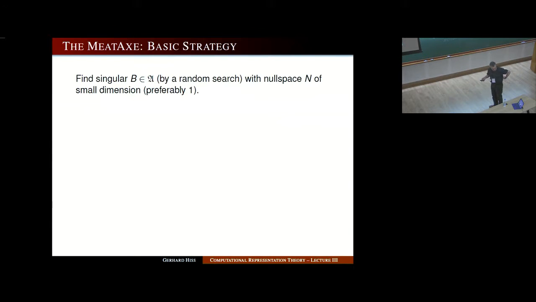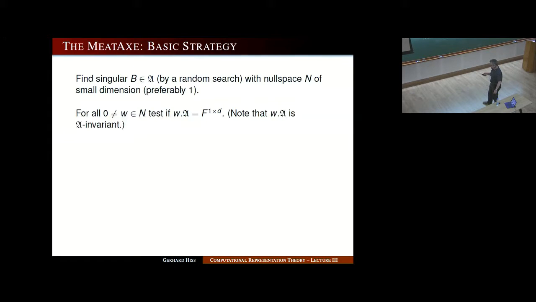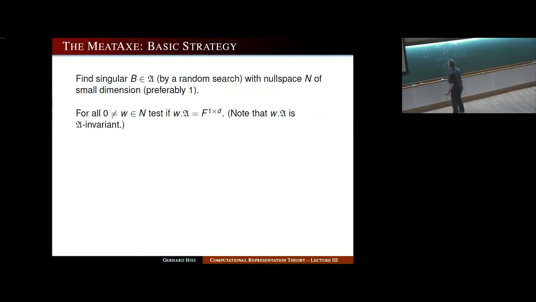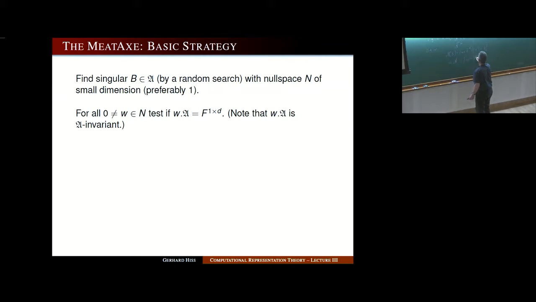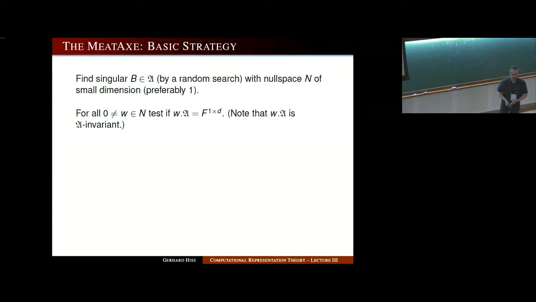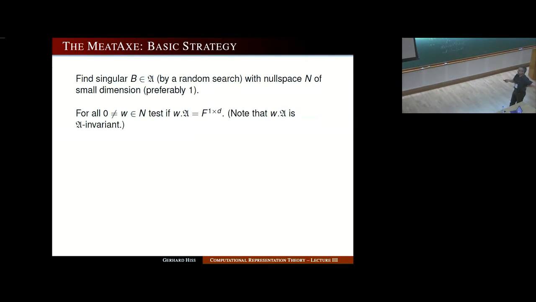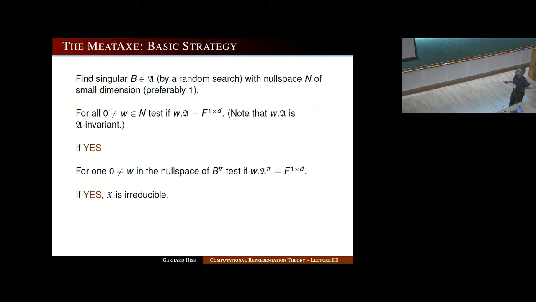So the basic strategy of the MeatAxe is to find a B by a random search with a null space of small dimension, preferably 1. You will not always be able to find a null space of dimension 1. And for all non-zero vectors in this null space, test if this span, W·A, which is just the set of all WA with A in the algebra, so this is an A-invariant subspace, is the whole space. If it is the whole space for all such vectors, and you just test one vector in the null space of the transposed, and this is also the whole space, then the representation must be irreducible by Norton's criterion.